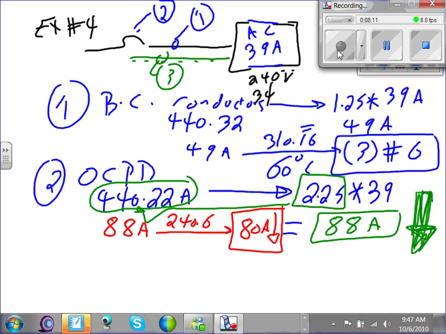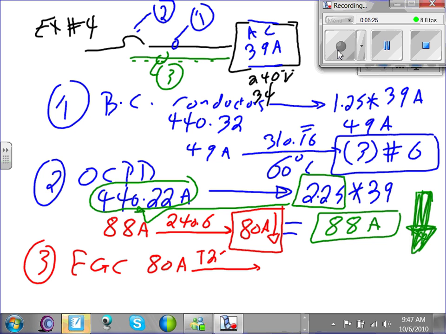Okay, now, back again to number 3. Equipment grounding conductor. The same calculation. What's an 80 amp? Take an 80 amp to where? To table 250.122. That will get you a number 8. Number 8, how many? 1. Okay, here's my question for you guys. Did you get number 8? Anybody get number 8?